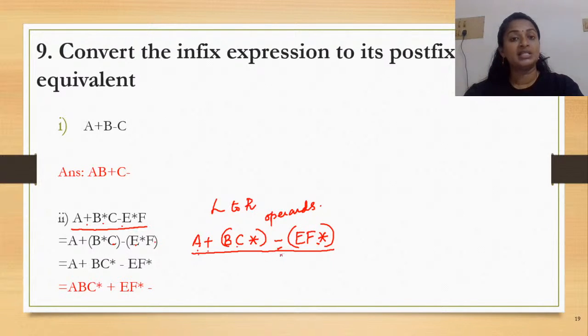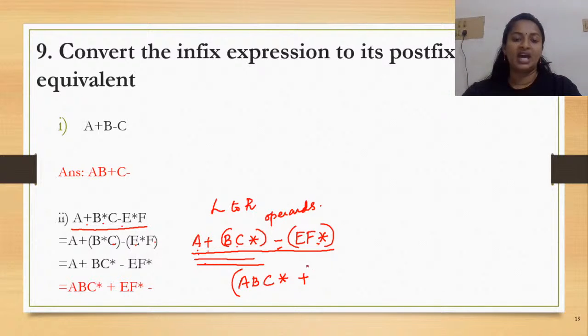So the operators have equal priority, right? So how do you do it? First, you would convert this, that is A plus B asterisk C, into its postfix notation. How would it be converted? You would have all the operand values together followed by the operator.